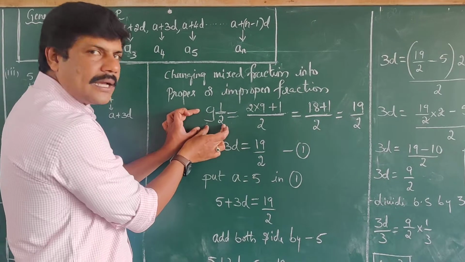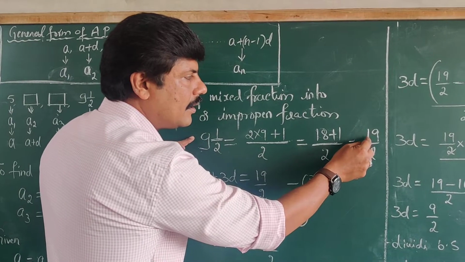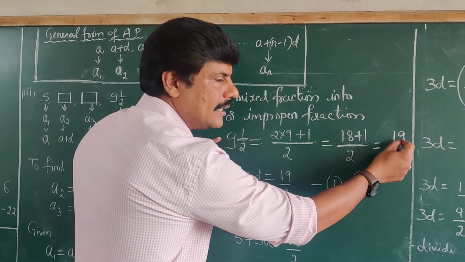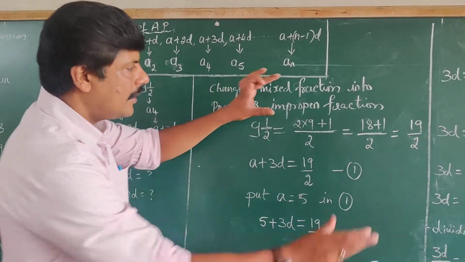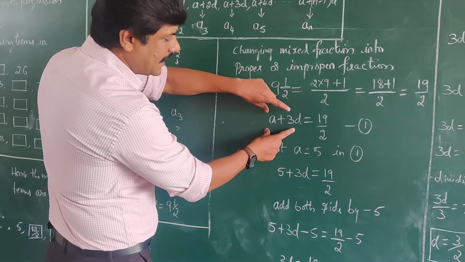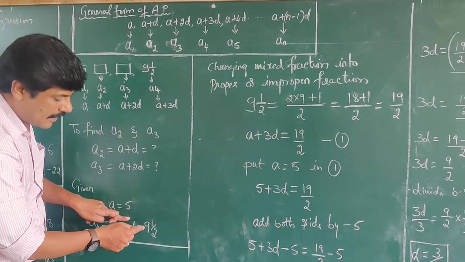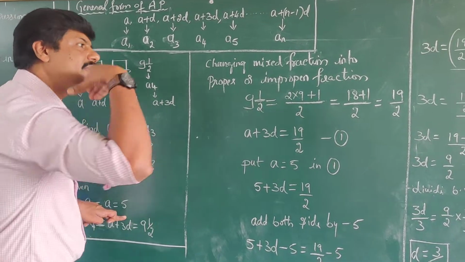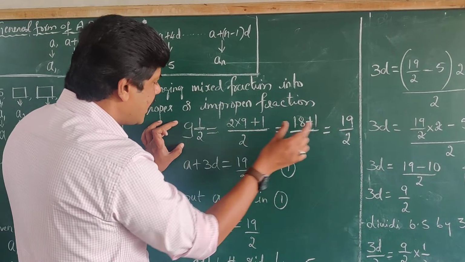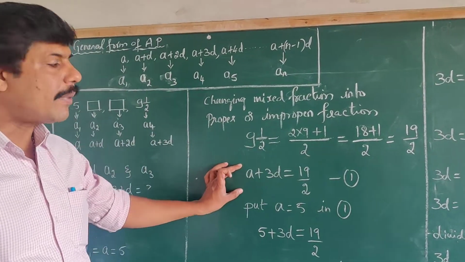Now we have converted 9.5 into 19 by 2. Understand, children? Now take this equation. A4 is nothing but A plus 3D, and A plus 3D is 19 by 2. Here A plus 3D was 9.5, a mixed fraction which we have changed into 19 by 2. These two are one and the same. In place of 9.5, I have taken 19 by 2. A plus 3D is 19 by 2.